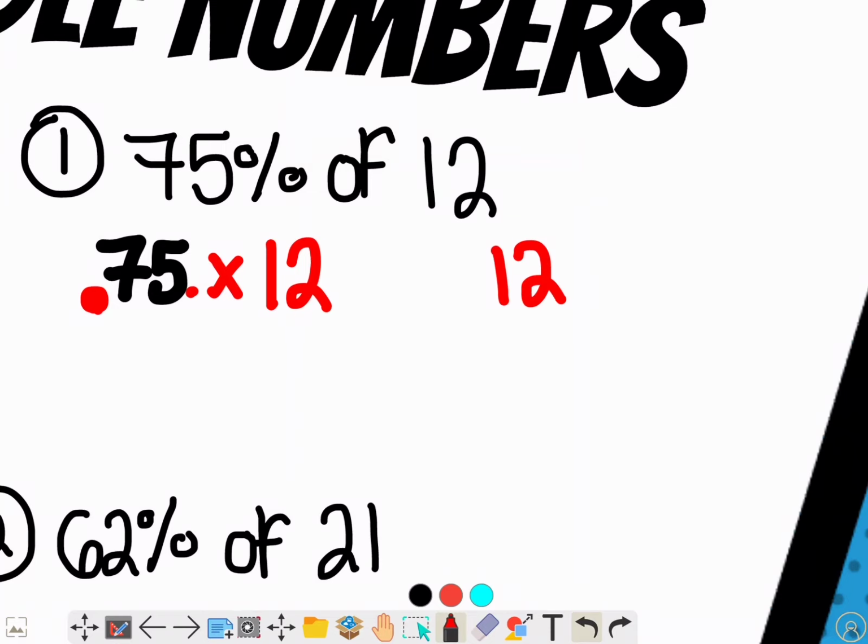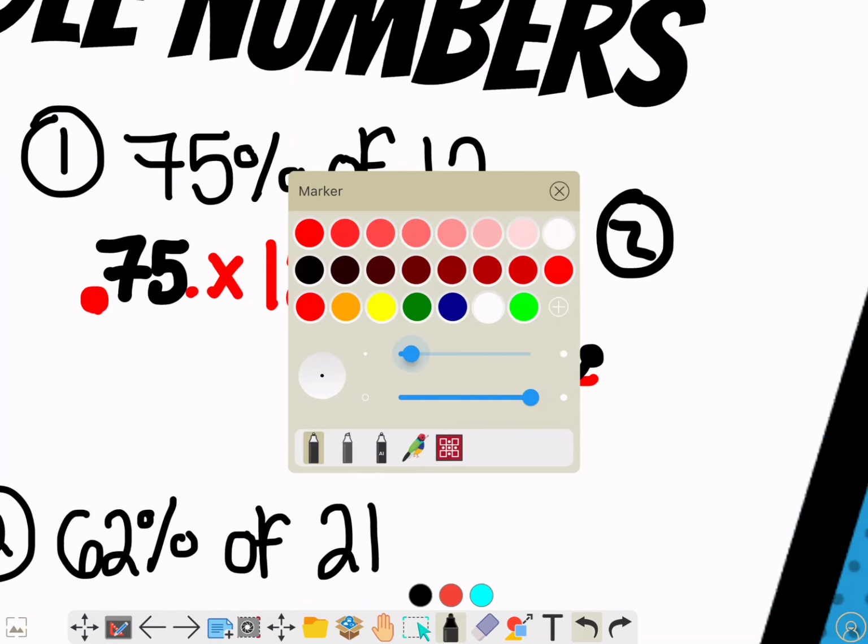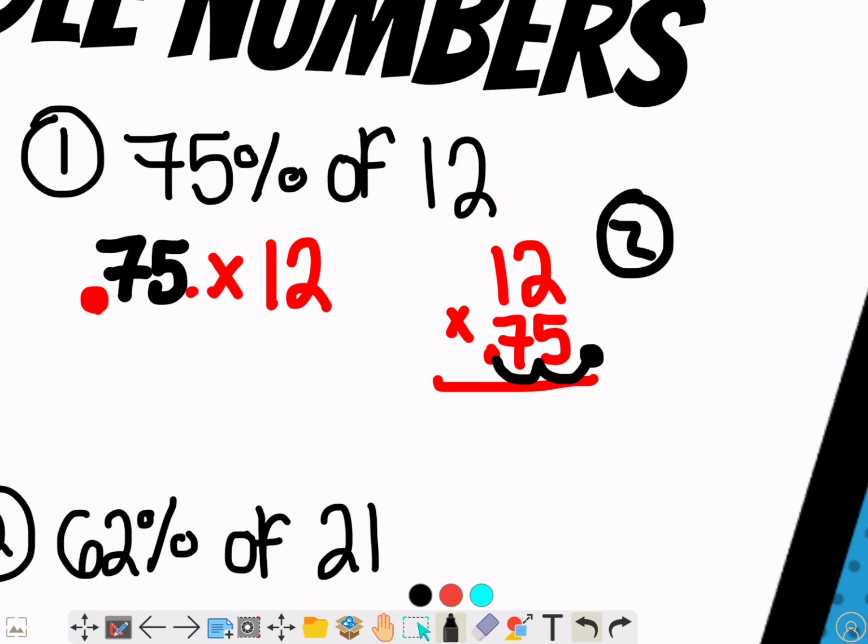You set your whole number up top if you want to. I usually do, and your decimal number down here, and you're multiplying a decimal. Remember, you need to jump your decimal out of the way. Count your jumps. It took 2 jumps to jump it out of the way. Now you're just multiplying like normal.